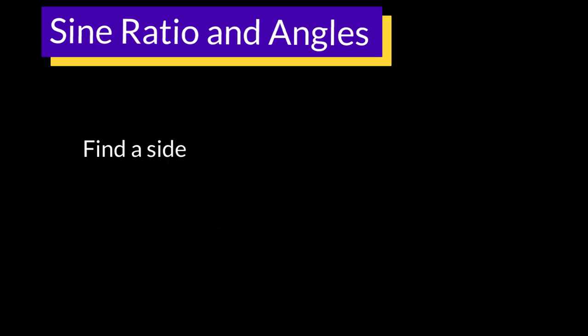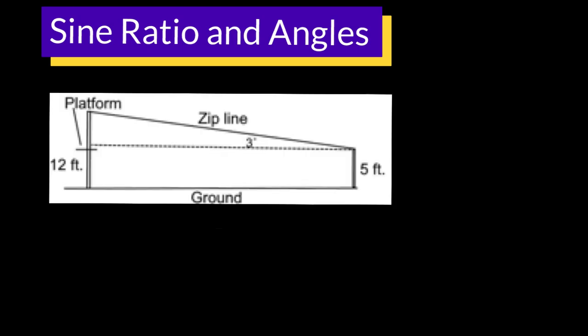You can also use the sine ratio to find the measure of a side. For example, say you're building a zip line, and you don't want the zip line to be too steep or riders will go too fast and somebody could get hurt. So let's say that the maximum angle for a zip line is about 3 degrees. And if one end of the zip line is mounted 12 feet above the ground on a pole above a platform, and the other end to another pole that's 5 feet high, how long will the zip line be? And how far apart will the poles be?